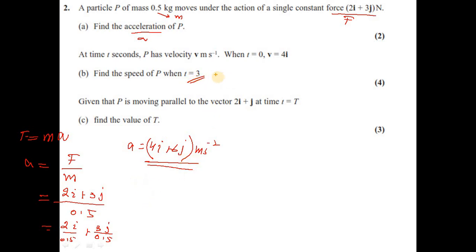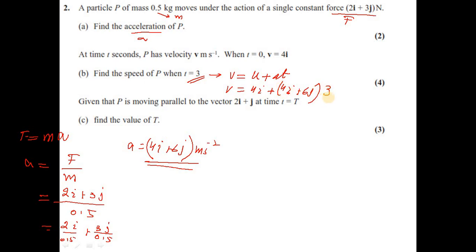So you know the general formula for velocity after time t: v is equal to u plus at. This is the velocity after time t, and at t equal to 0 the initial velocity is 4i. So I can say that v is 4i plus the acceleration we found in the previous part, 6j, into t, and t is 3.